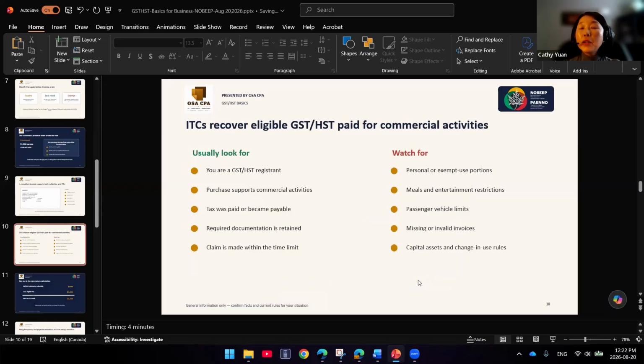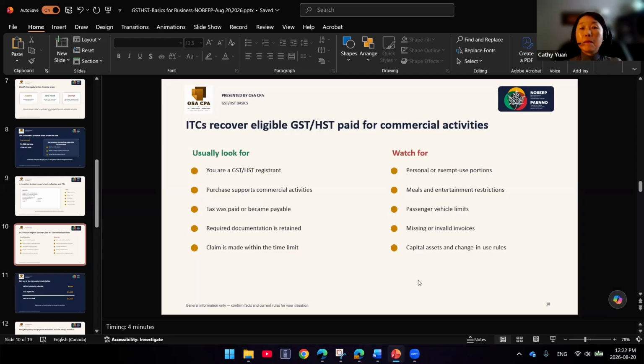Here, that is the eligible GST paid for commercial activities. That's to say, not all the GST/HST we paid is eligible. Usually we look for GST registration and purchase support that is for commercial activities. For example, we bought a computer. This computer is for my personal use. That GST/HST is not eligible. We cannot claim it from the business.